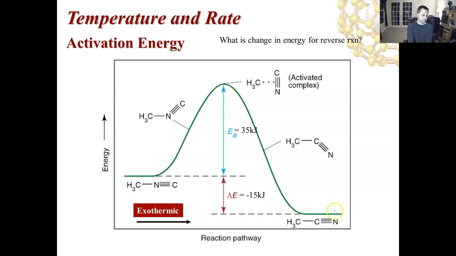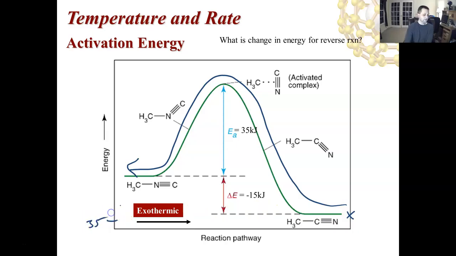If I want to go back, starting here, reverse reaction is just going this way, obviously. So the reverse reaction, see it says exothermic in the forward direction? So in the reverse direction, I'm starting at 35 kilojoules. I'm ending at 50 for the reverse reaction. So there's a net input of 15 kilojoules. So the reverse reaction, change in energy, plus 15 kilojoules.